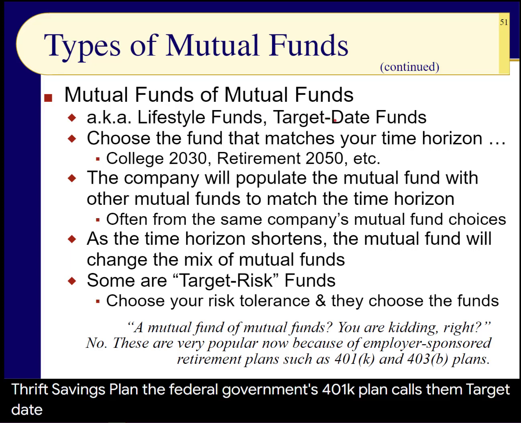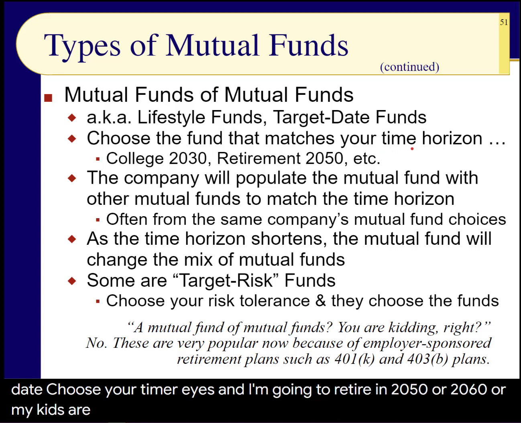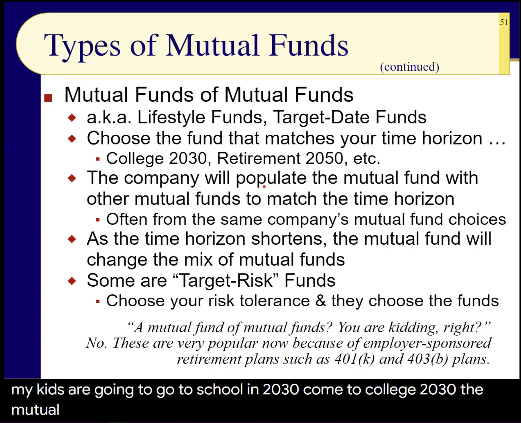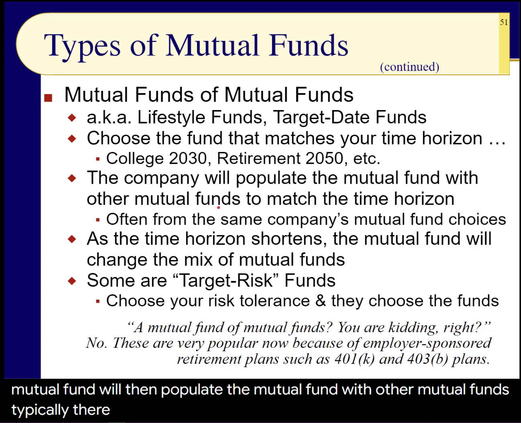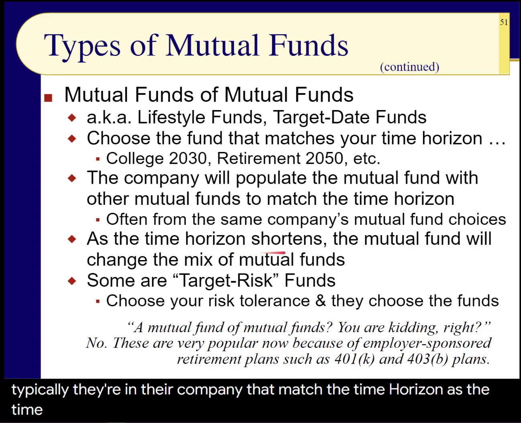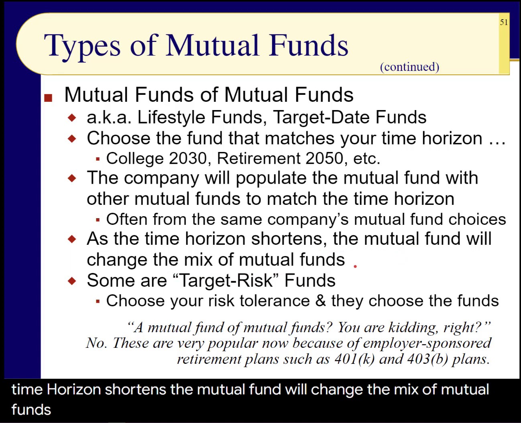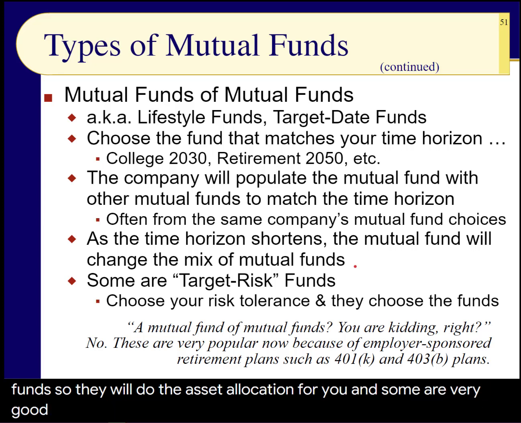Target date, target retirement. You choose the fund that matches your time horizon. I'm going to retire in 2050 or 2060, or my kids are going to go to college in 2030. The mutual fund will then populate itself with other mutual funds, typically in their company, that match the time horizon. As the time horizon shortens, the fund will change the mix of mutual funds. So they will do the asset allocation for you. And some are very good and some are not so good. This is what we'd expect.